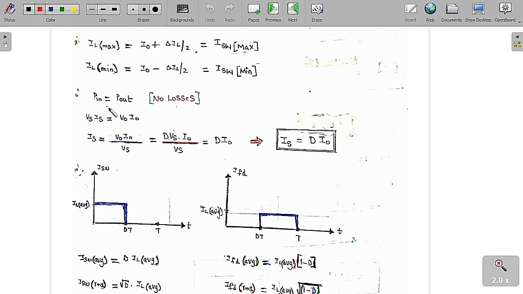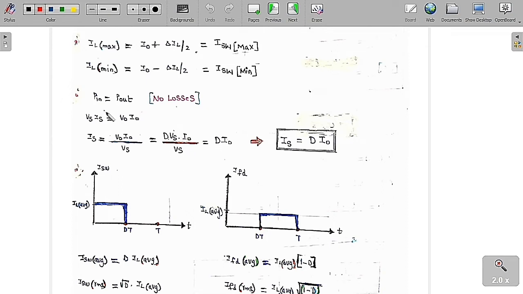Now I am going to assume all the devices are ideal. Because all the devices are ideal, there are no losses, so the input power is equal to the output power. Input power is Vs into Is, equal to V naught into I naught. So Vs average into Is average is equal to V naught average into I naught average. So Is is equal to V naught average into I naught average by Vs average. Vs average is nothing but Vs, whereas V naught average is equal to D into Vs. So Vs cancels, and we are going to get D into I naught.